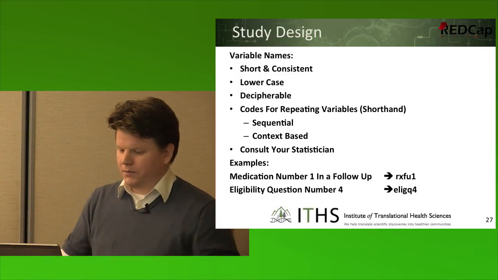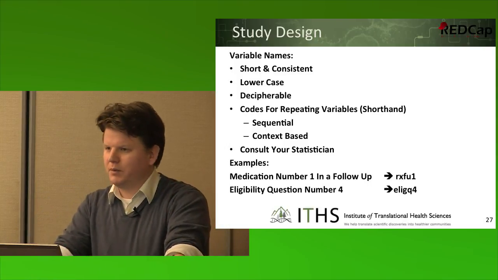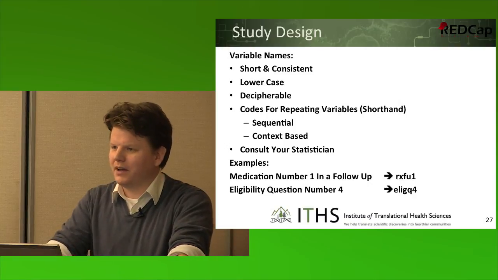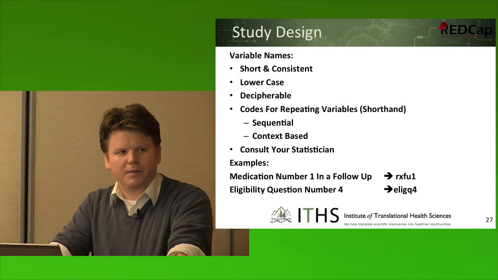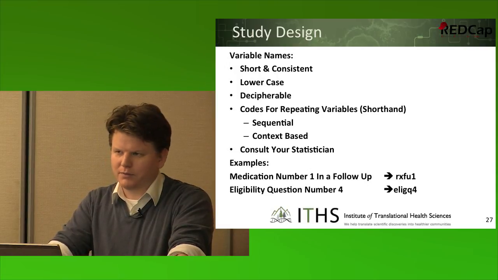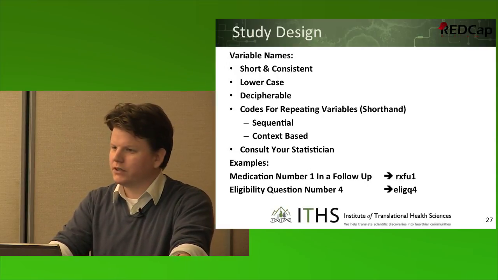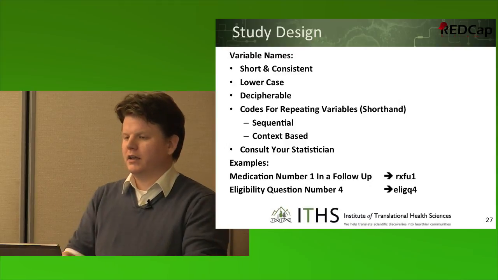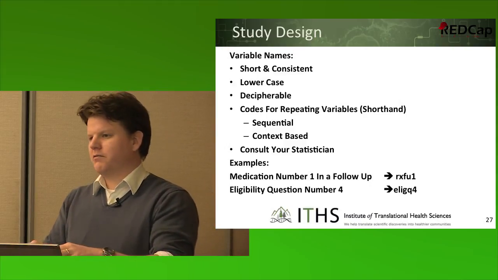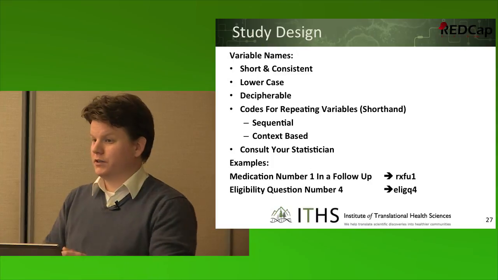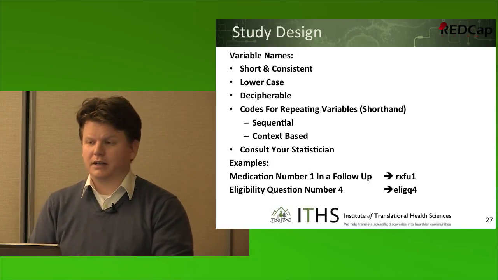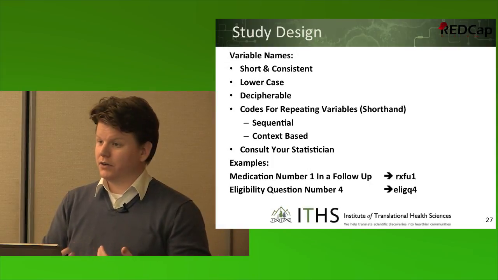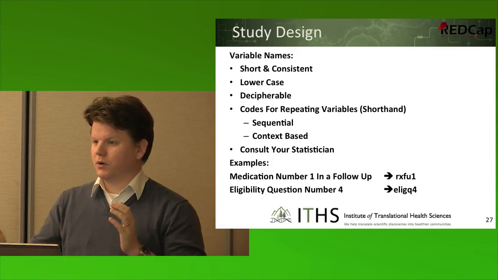So, variable names. I see a lot of people making this mistake by creating very long variable names. By default, some statistical programs limit it to about 32 characters. So instead of saying something like medication number 5 for follow-up visit, which is a very long thing, you can shorten it a little bit. That still makes sense to people that are looking at the variable names, but isn't a super long string.